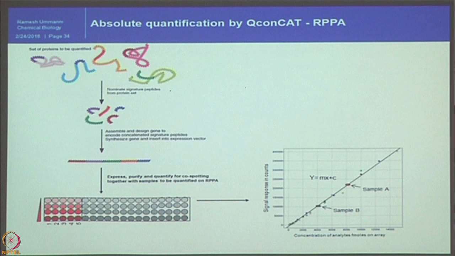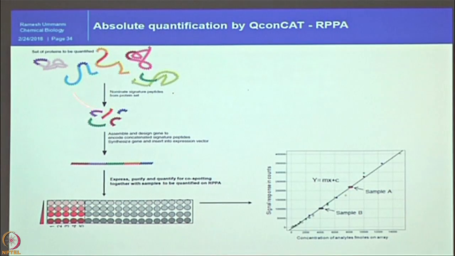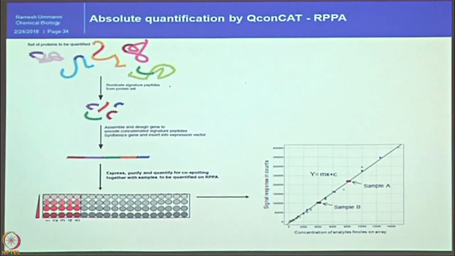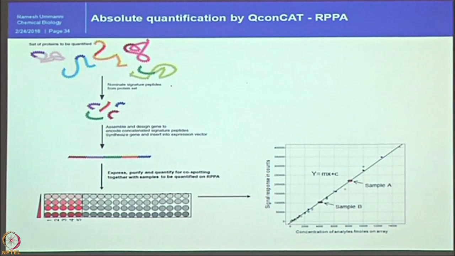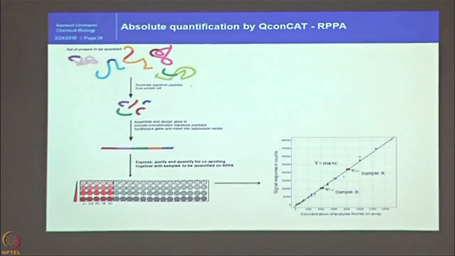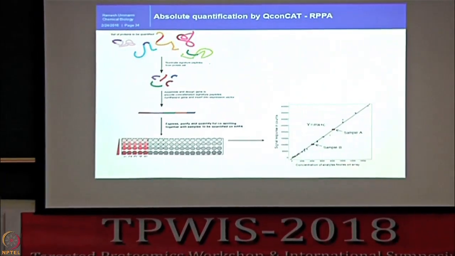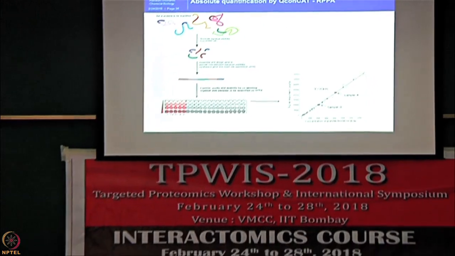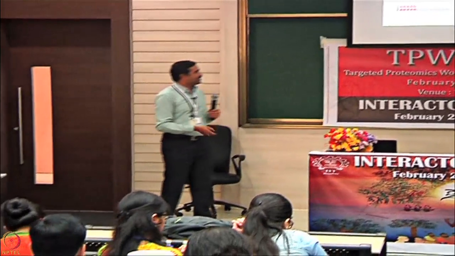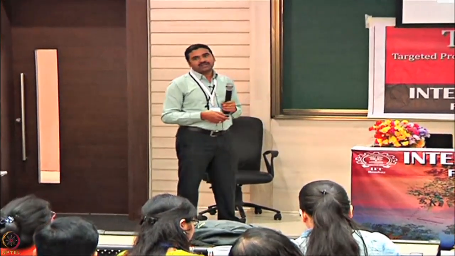So let's say, for example, you wanted to establish the QConCAT approach. You select a protein of interest and you select epitopes recognized by the antibodies. Whenever you buy an antibody, it will bind to a certain region of a protein. It will not bind to the entire protein, right? So you can also develop a method called the QConCAT approach by selecting those epitope regions of proteins and expressing them as fusion proteins. This is definitely useful in all kinds of protein array approaches.